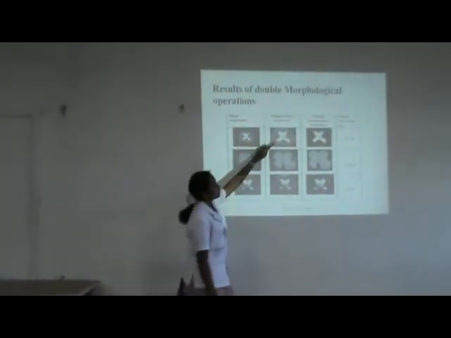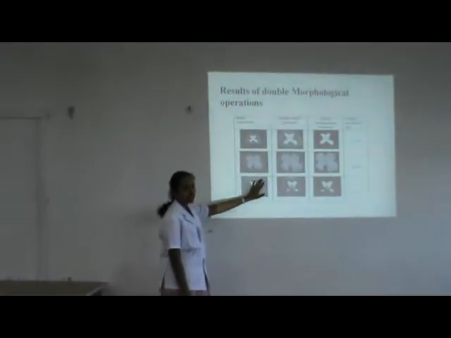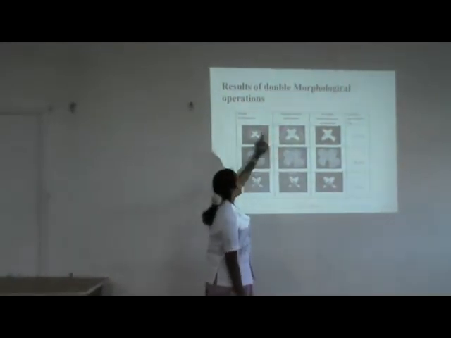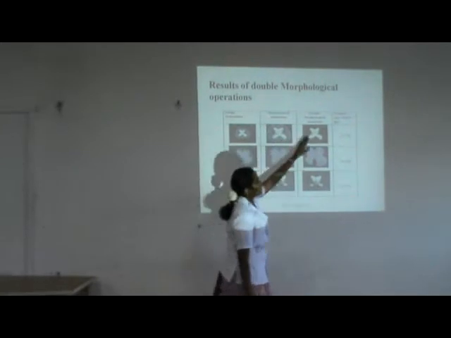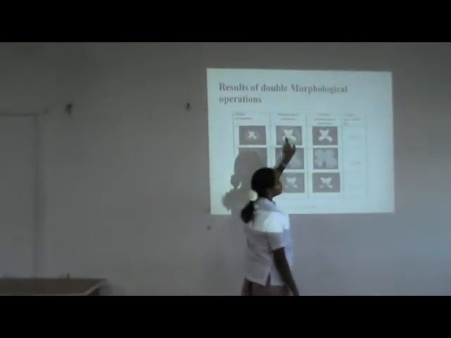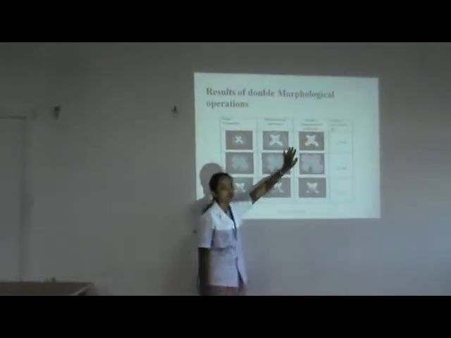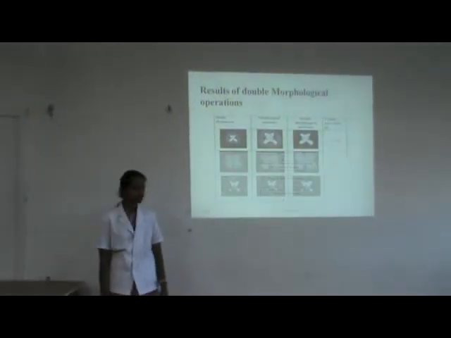Here, this is the input image we are taking, and the first morphological operation will remove the skull, and next it will take only the part of the area for which we need to calculate the volume. This is the operation of double morphological operators.